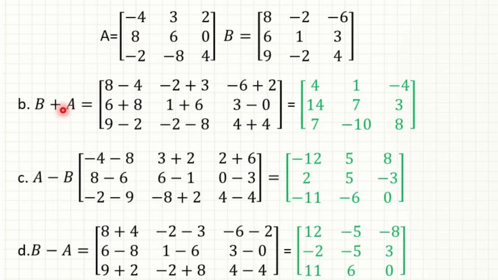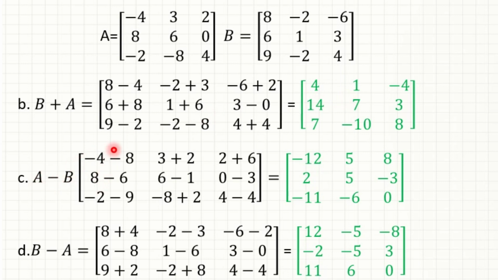We have also been asked B plus A. For B plus A, it will be the same. It will be 8 minus 4, you get 4. Negative 2 plus 3, that will be 1. And also when you do on the other rows and columns, you'll get the same matrix as the other one that we got on the earlier slide. This proves to us that matrix A plus B is the same as matrix B plus A.